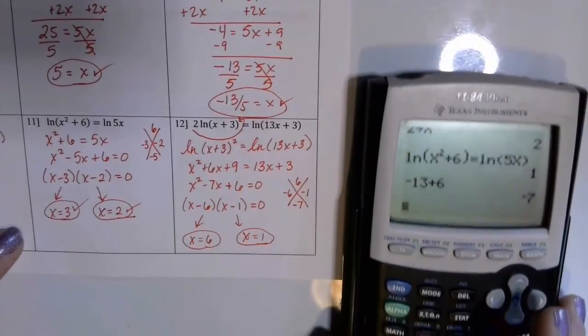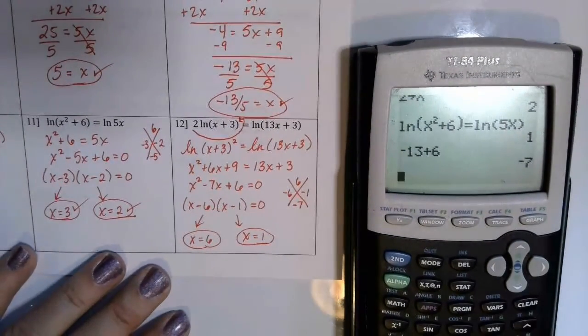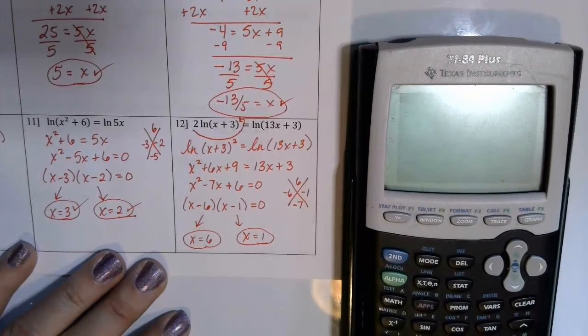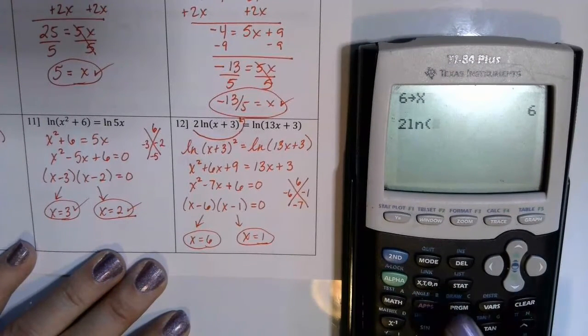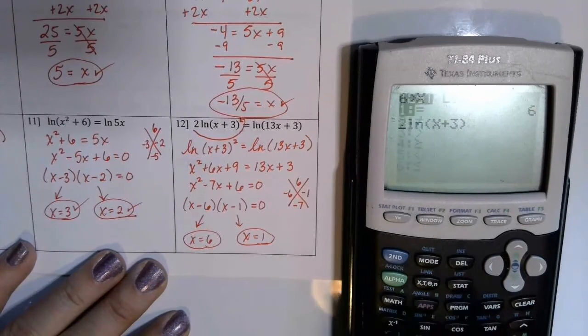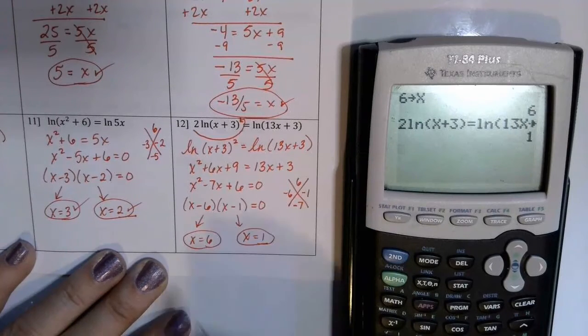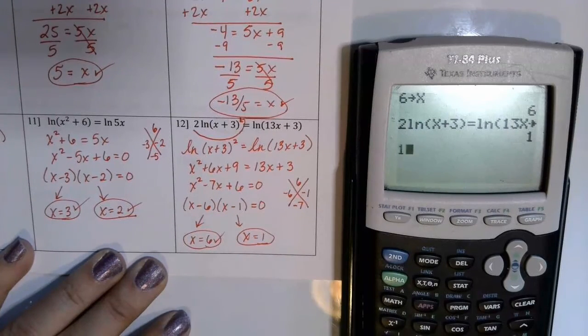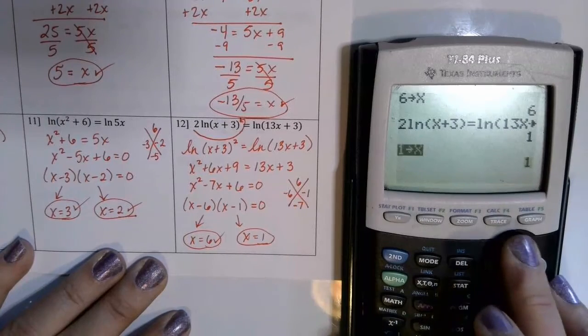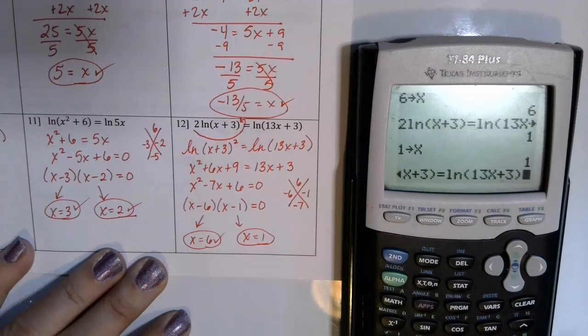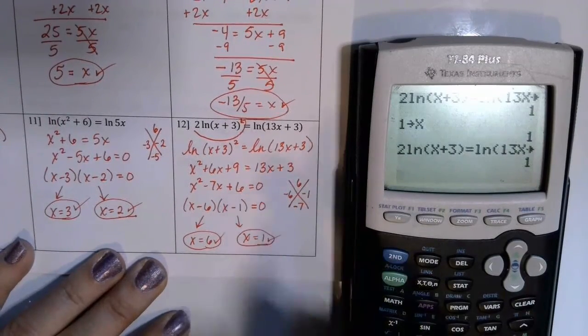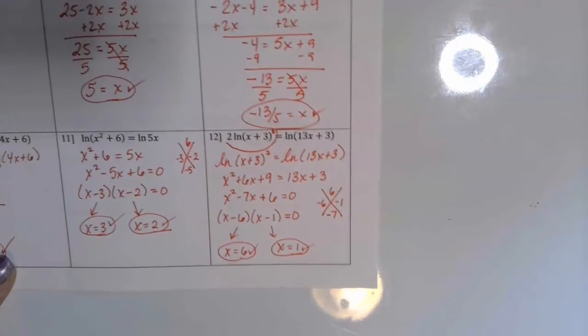So we'll go ahead and check those answers in the calculator. So 6 store x, 2 natural log of the quantity x plus 3 equal to natural log of the quantity 13x plus 3, and that checks. Then we'll store 1 as the x and check again, and that one also checks, so this one has 2 solutions that work.